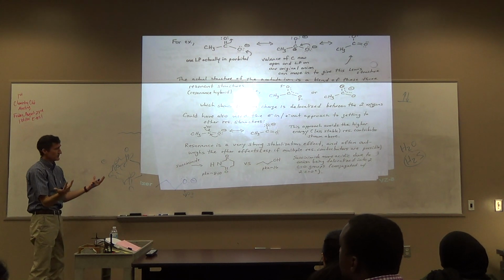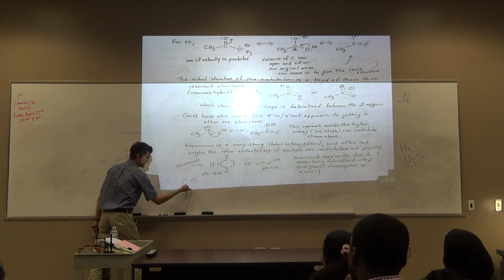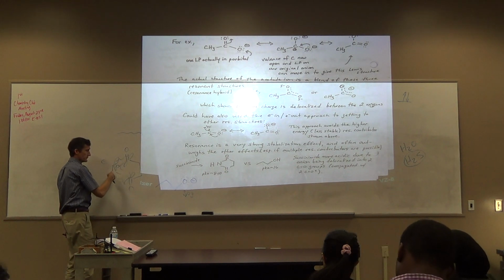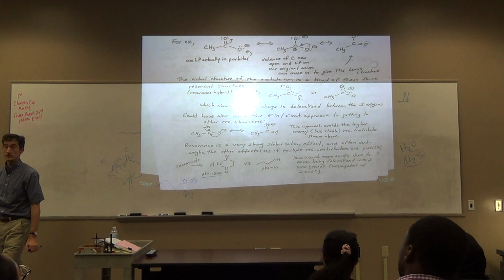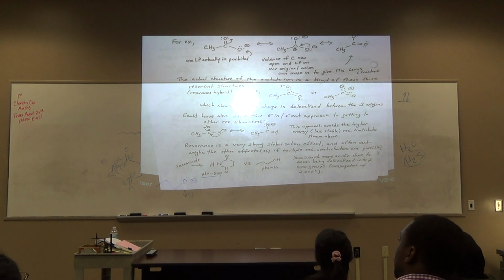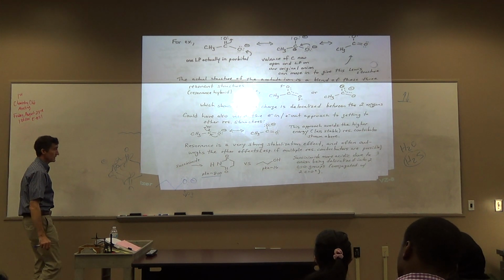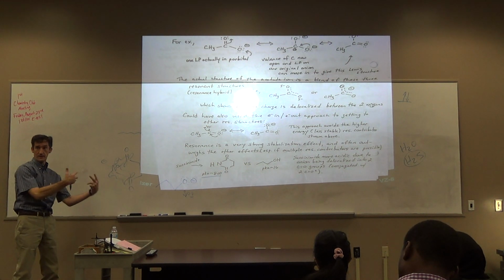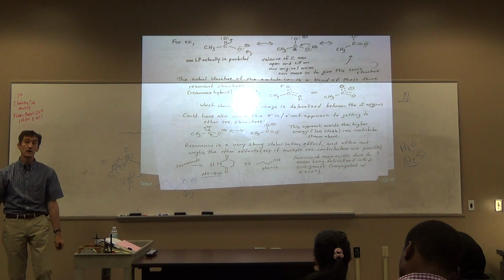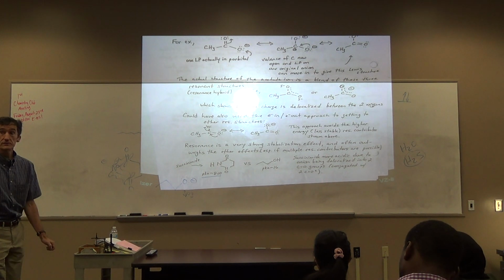The question becomes, which is more important? Charge on more electronegative atom or all this resonance? Well, this tells you that all that resonance is more important. That's what made that more acidic. Okay? Yes? This is an example of how resonance can be more important than electronegativity. And often it is.